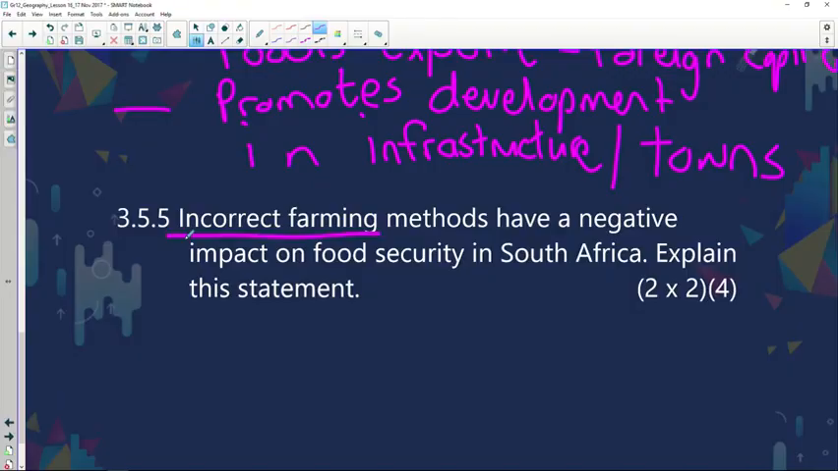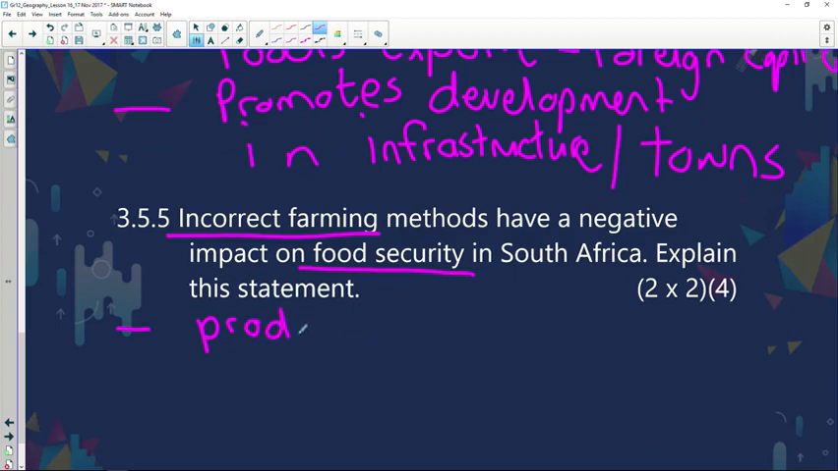Now, incorrect farming methods have a negative impact on food security. Now, what is food security again? When you do not have enough food to feed your family or yourself, your daily calorie intake is below world standards. Now, incorrect farming methods, most importantly, when we do not use the correct farming methods, it means we're going to produce less. Production will be less. So that means less food is going to be produced.